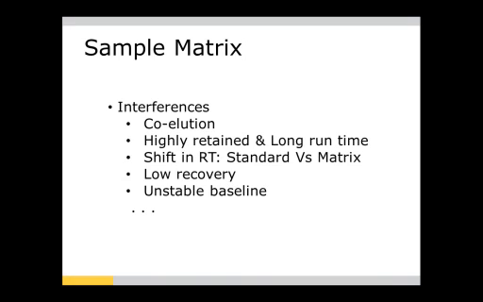One aspect is interference. The interference could be coelution, and some of the species could be highly retained, which can really elongate the total runtime. It can also lead to very low recovery, and we can also see an unstable baseline.